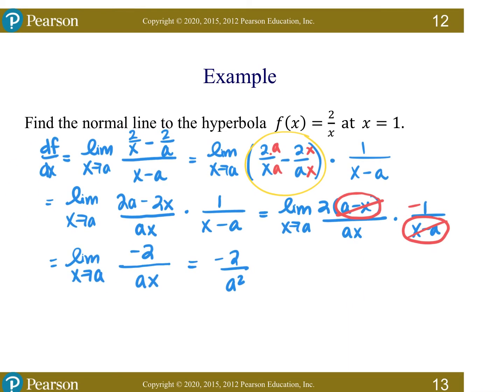Now we just need our point and our slope. For our point at the number 1, how do I find the y value for that? Plug in 1 where? In the original function, which gives me 2. And then for my slope, I plug in 1, but plug it in where? Into Leibniz's definition of derivative, and what do I get? Negative 2. Now I want to write the normal line.